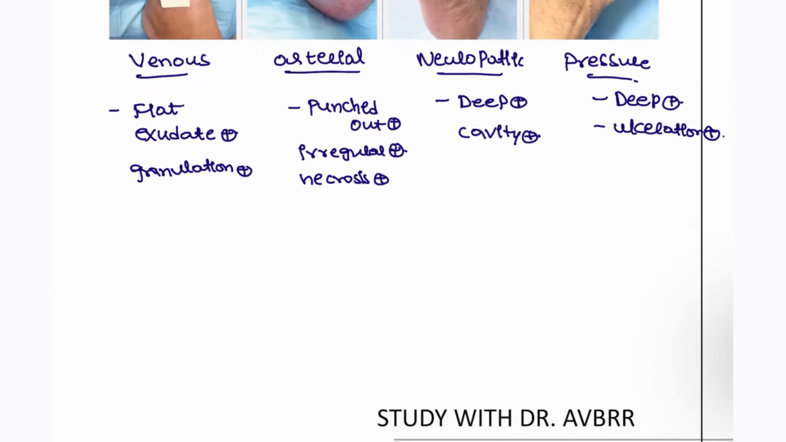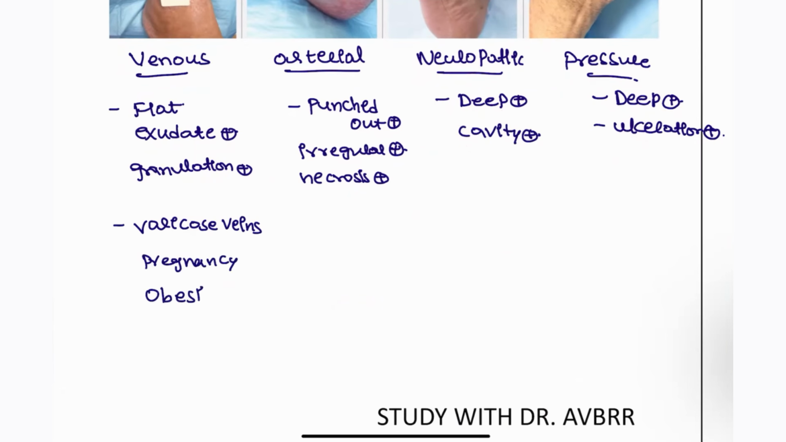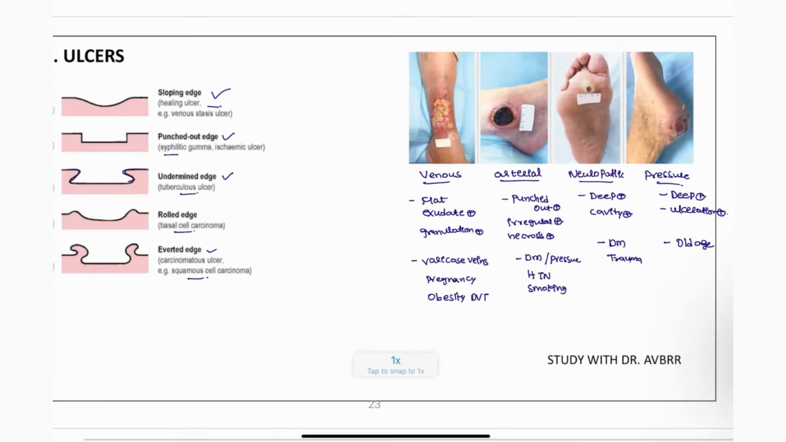If we look at the associated conditions: varicose veins, which we see in the CEAP classification, and pregnancy are also associated with the venous ulcer. Obesity and deep vein thrombosis too. Other conditions like diabetes mellitus, hypertension, and smoking are associated with the arterial ulcer. Next, neuropathic ulcers are associated with diabetes mellitus and trauma, and pressure ulcers are seen mostly in old age people who are immobile. Lack of ambulation is associated with it.